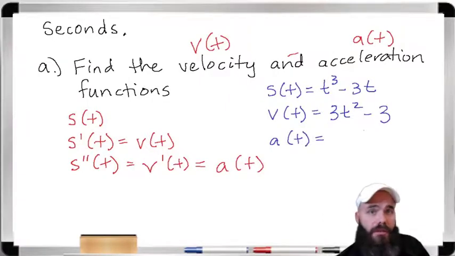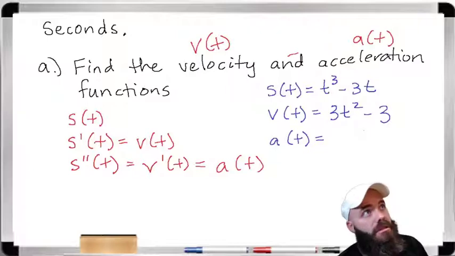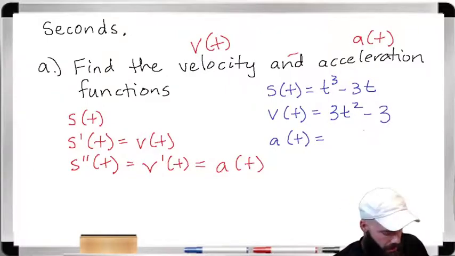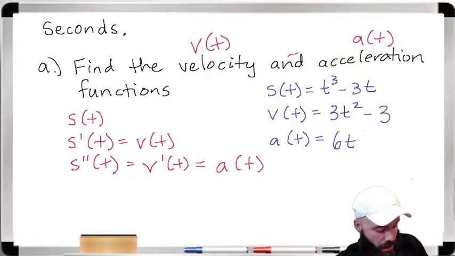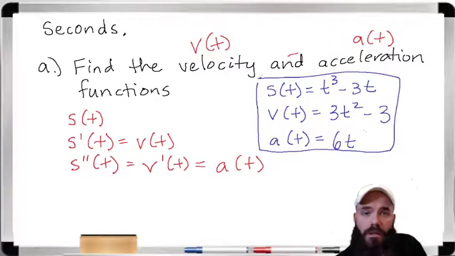which would be, what's the derivative of 3t squared? 6t. What's the derivative of -3? Well, -3 is a constant. The derivative of a constant is 0. So there are your 3 particle motion formulas.